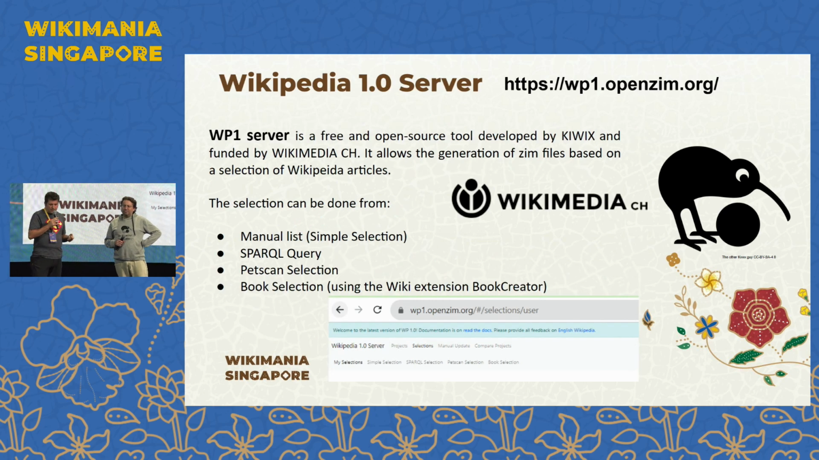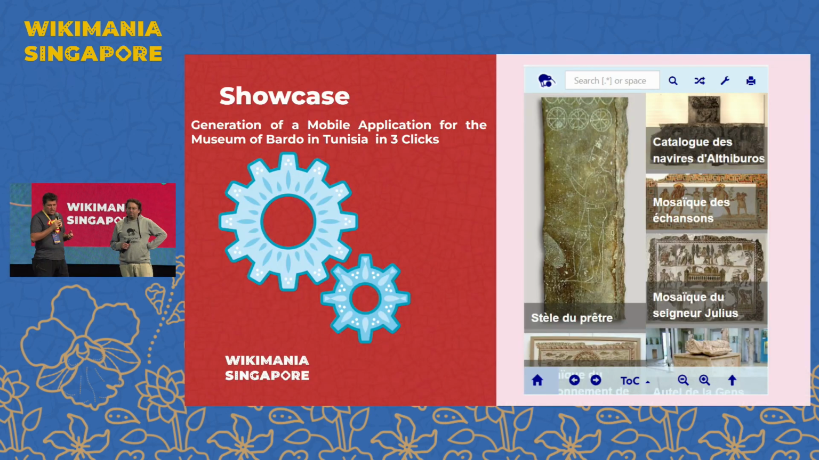Next. And the third concept is Wikipedia 1.0 server, which is a new tool developed by Kiwix and funded by Wikimedia Switzerland, that allows the generation of ZIM files based on a selection of Wikipedia articles that can be a manual list, SPARQL query, PetScan selection, or book selection. So we used this tool yesterday to generate a mobile application for the Bardo Museum in Tunisia, in 3 clicks basically.